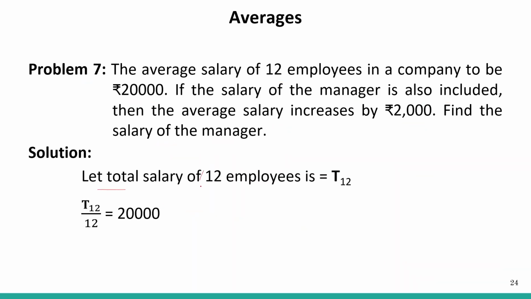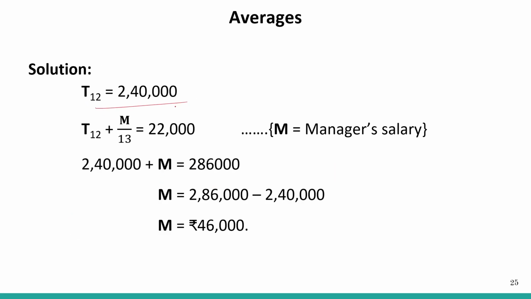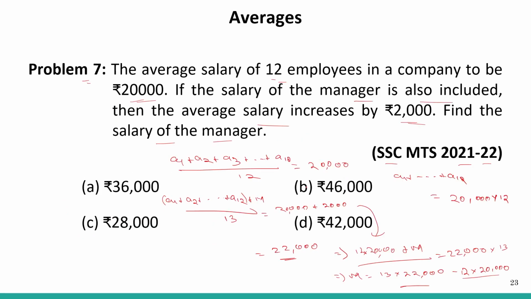So total salary of 12 employees will be T12, that is equal to T12 by 12, that is 20,000. So T12 is equal to 2,40,000. So T12 plus M by 13 is equal to 22,000, where M is the manager's salary. So 2,40,000 plus M is equal to 2,86,000. So 2,86,000 minus 2,40,000 will be 46,000. So among these four options, 46,000 is the correct answer here.